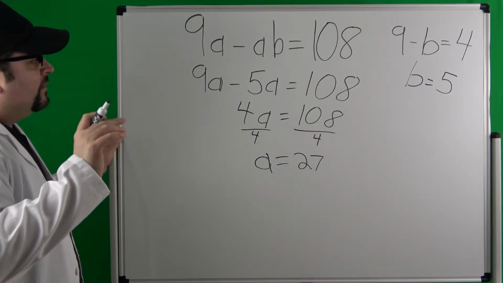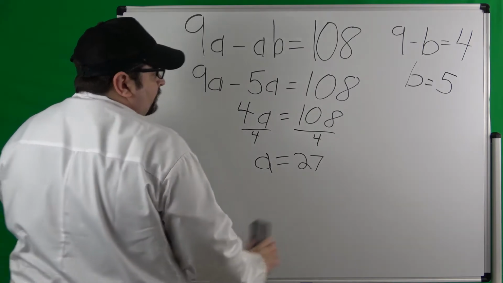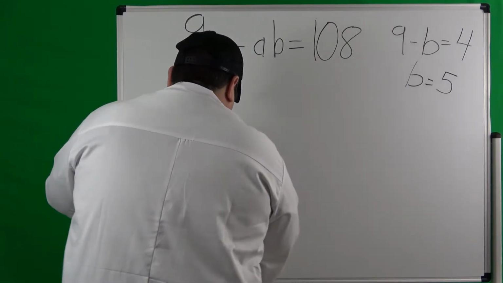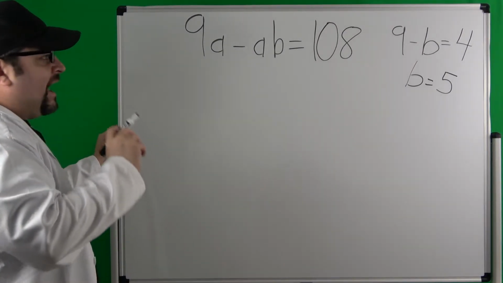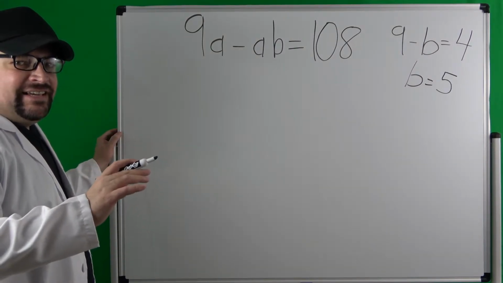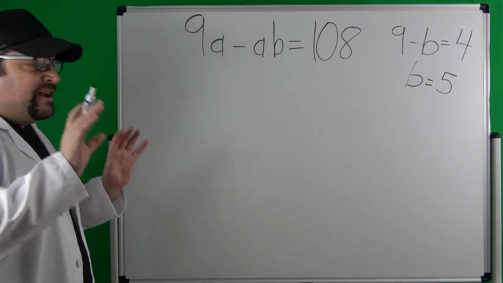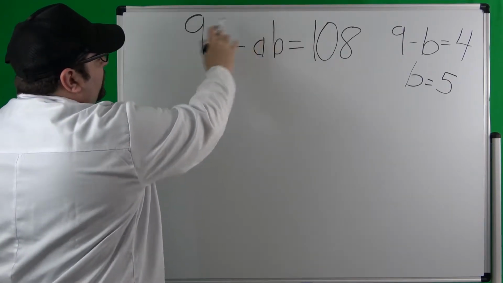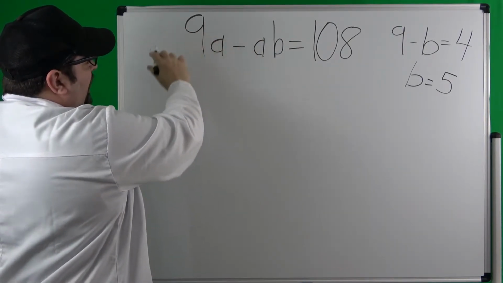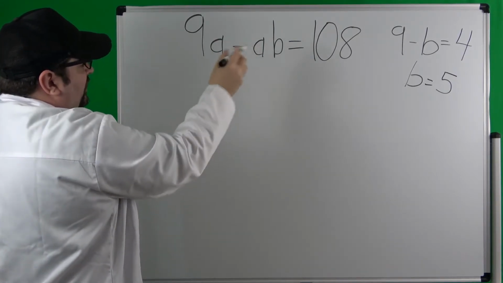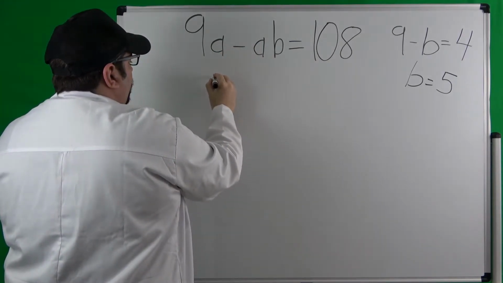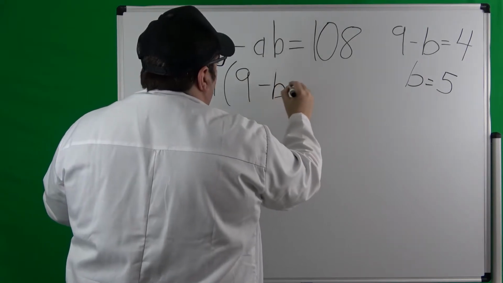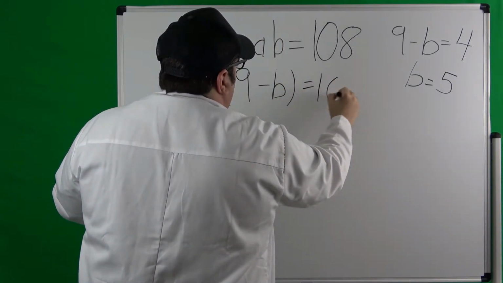There is another way we could have done this. And this way is going to work because a lot of the time on the SAT, the problems like to work out nice and neat. So if you look at this first equation, I see that I can pull an a out of there. The a is a factor of both these terms. So let's pull the a out. We have a times the quantity 9 minus b equals 108.